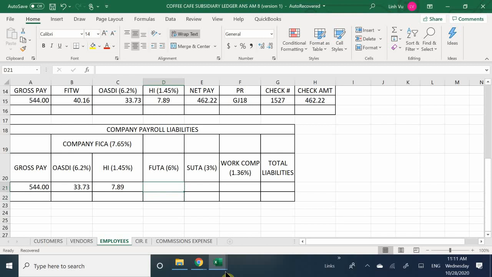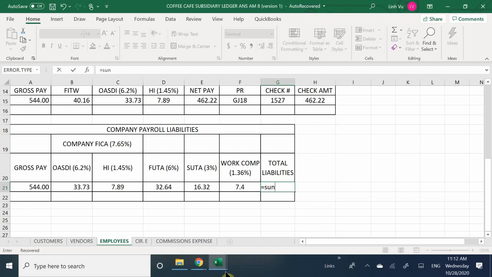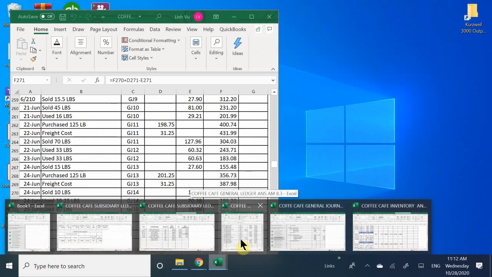What was it? 3264? Yes. All right, then we had 1632. And then we had, how much was workers' comp? 740. Good, that's correct. And then we're gonna add all of these together to get a grand total of 97.98. All right. So now we're going to go to our journal.